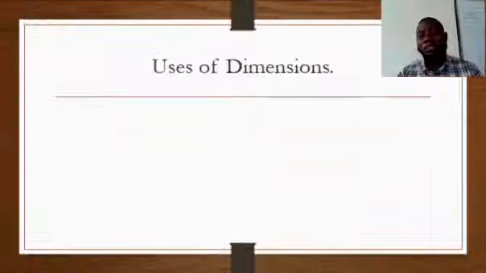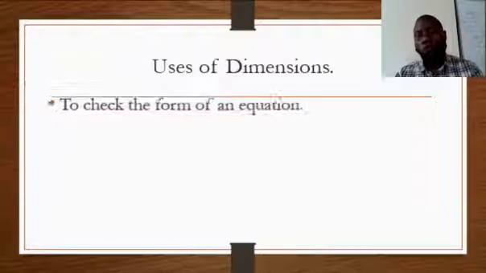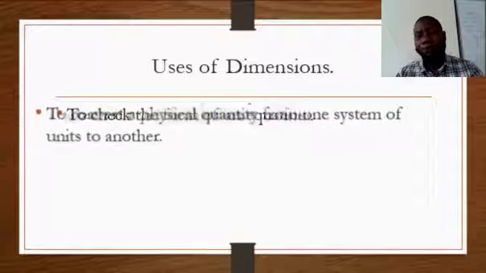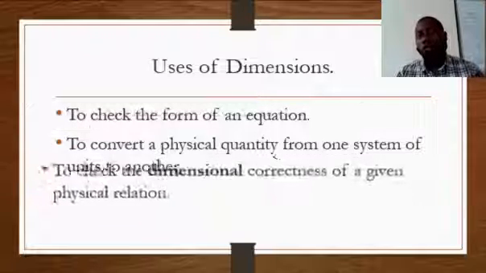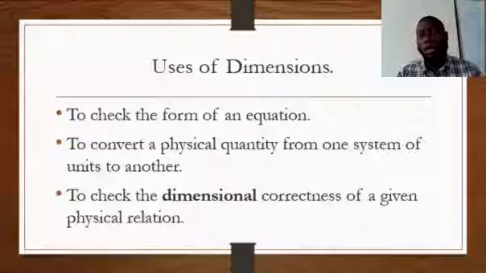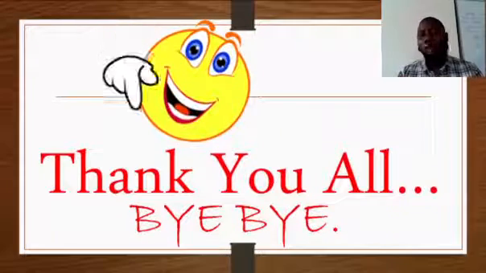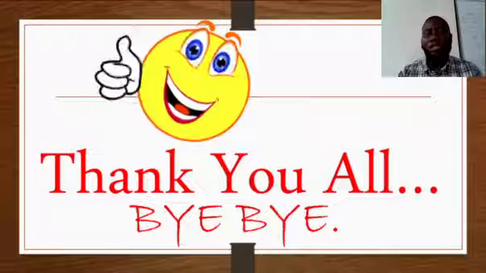Finally, looking at the use of dimension, we have dimension to check the form of an equation, to convert physical quantities from one system of units to another, and to check the correctness of an equation. In our next lesson, I'm going to be using dimension to check the correctness of these equations and so on.